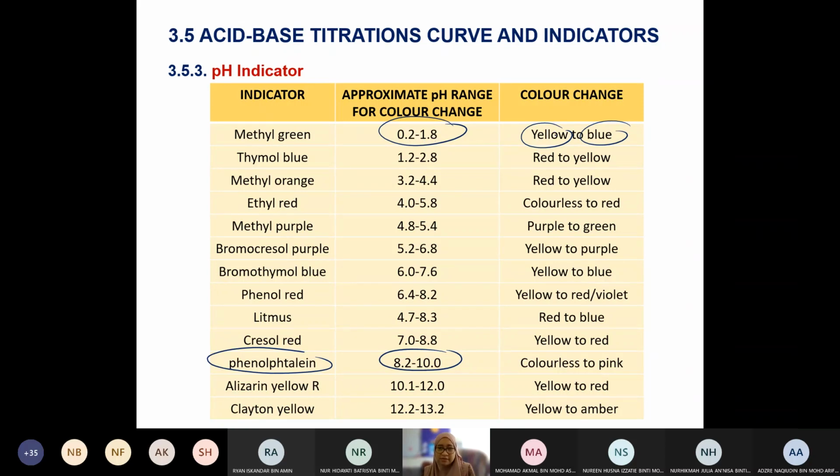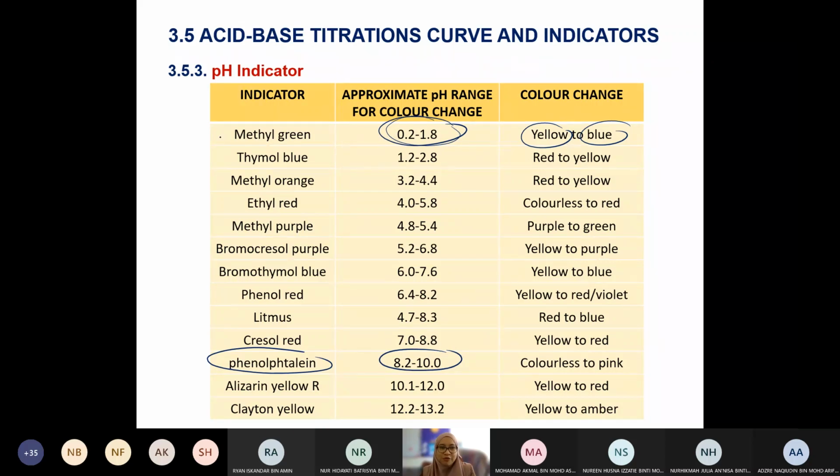Yellow means acid, blue means base. Okay, dia akan change color dalam this range lah. Okay, so below 0.2 dia yellow, above 1.8 it will be blue.